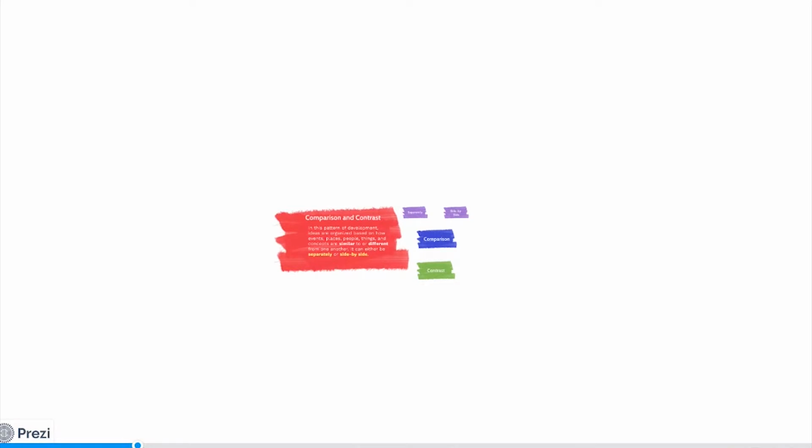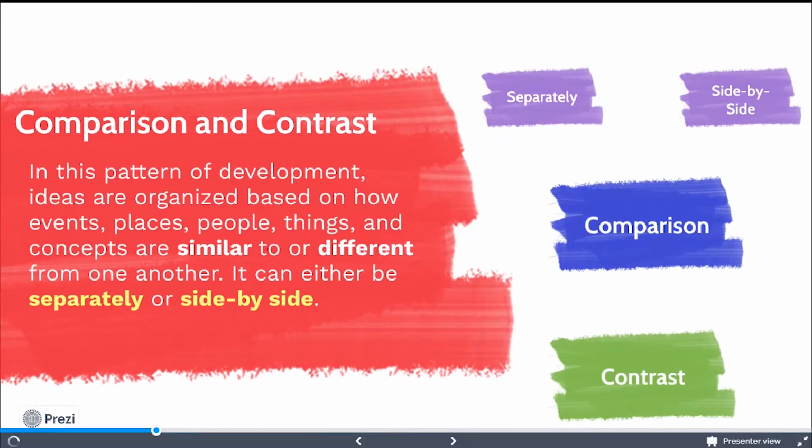Let's have first comparison and contrast. When we say comparison and contrast, in this pattern of development, ideas are organized based on how events, places, people, things, and concepts are similar to or different from one another. Comparison and contrast paragraphs are common in writing in many academic disciplines like the humanities, sciences, and business.